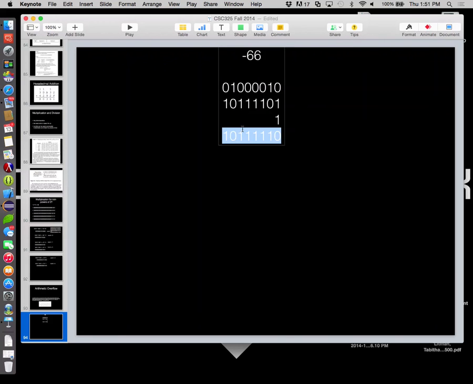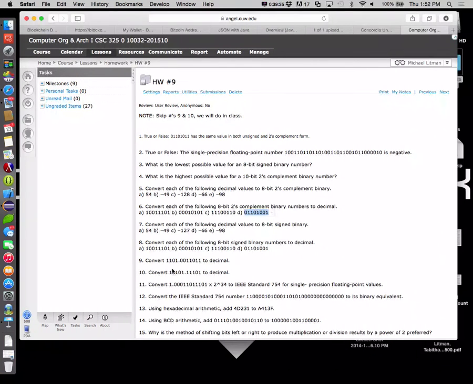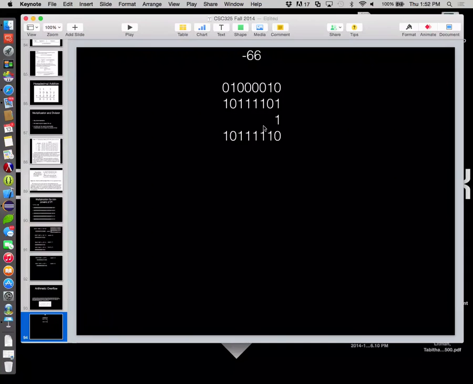I just tried to not show my work, and then I started doubting myself. But as usual, I got it correct. 50-50 at best. All right. So that's negative 66. Negative 98.